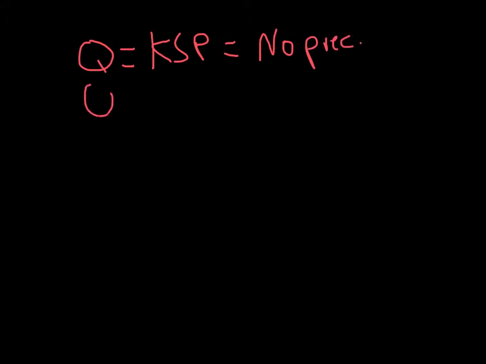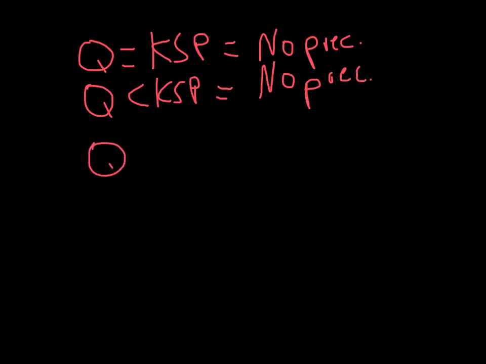Now, if Q is less than the KSP value, this means that the solution is unsaturated and again no precipitate will form. Now if the Q value is greater than the KSP, that means it is above the saturation point and it will precipitate.